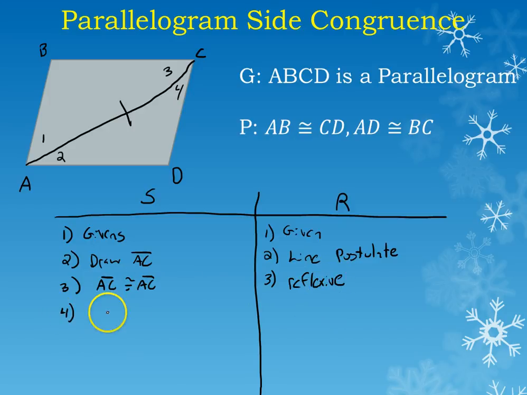Now, we need to work with something else. Again, I can't work with AB and CD or BC and AD. I'm trying to prove that. And I can't work with these angles just yet because I don't know I have parallel lines. However, we go back to the thing that we're talking about.